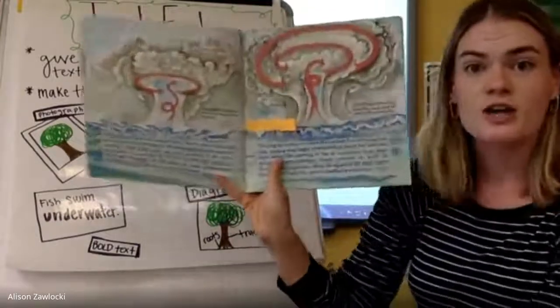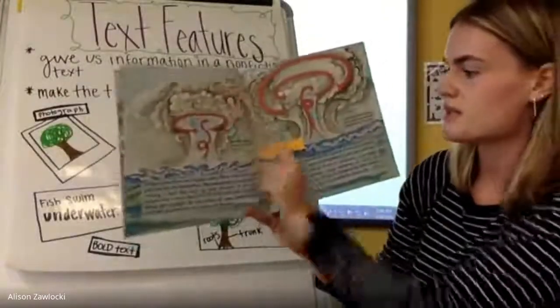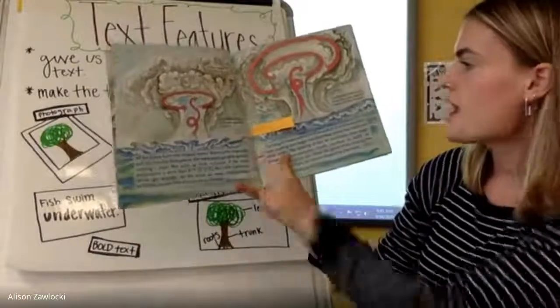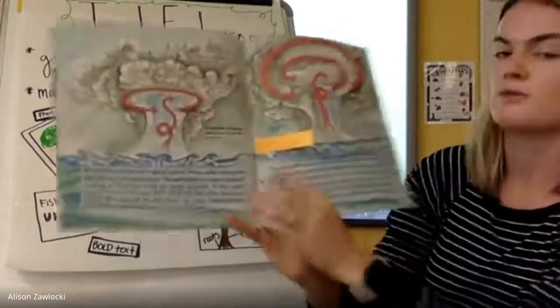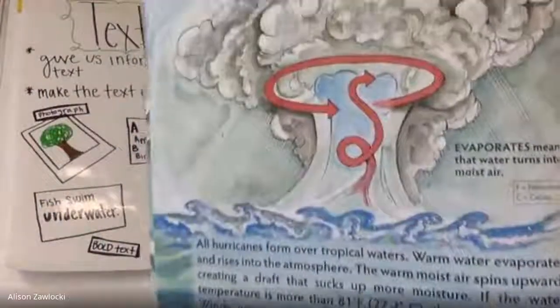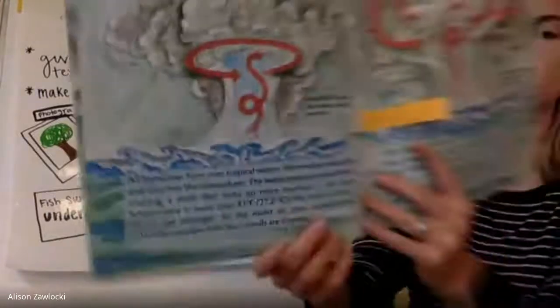Can you say that with me? Cumulonimbus. Very good. So right here, we see cumulonimbus clouds. And we see that evaporates means that water turns into air. So that's what evaporates means. And notice how it shows us that in bold text.